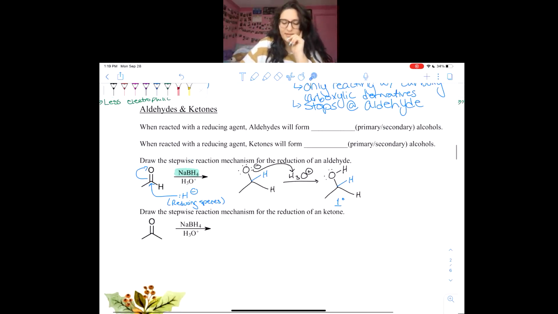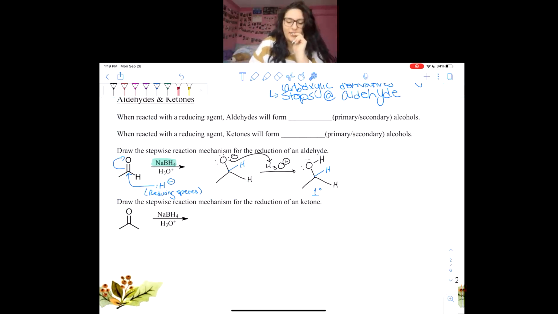So in summary, we can say that when reacted with a reducing agent, aldehydes will form primary alcohols. And that's pretty much always the rule. When we do the same exact reaction with a ketone, again, tell me what is our reducing agent?